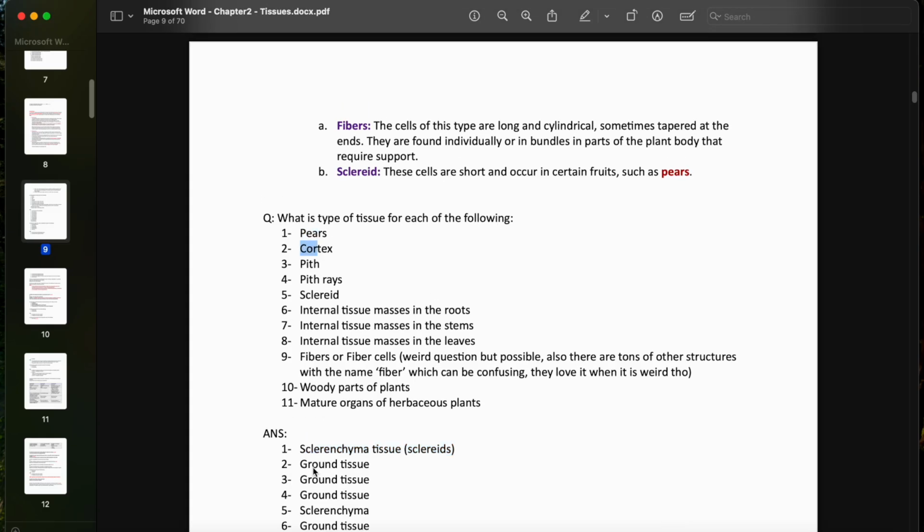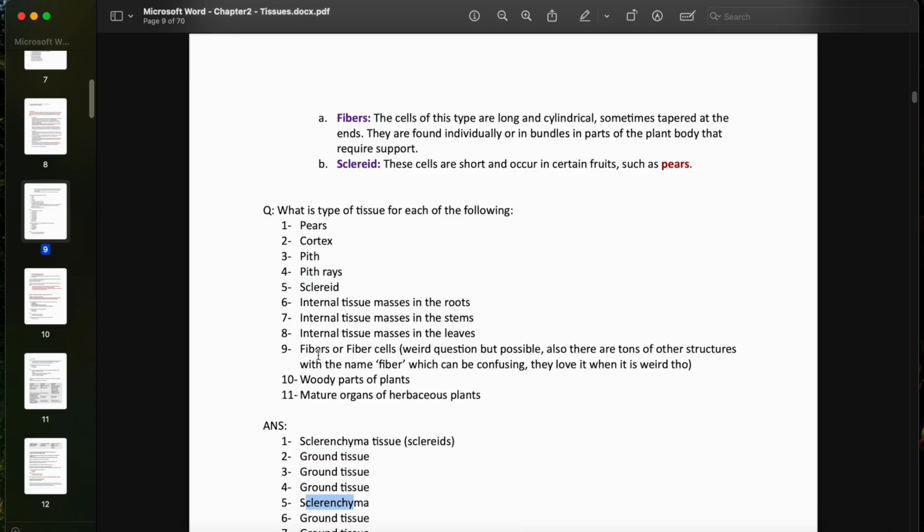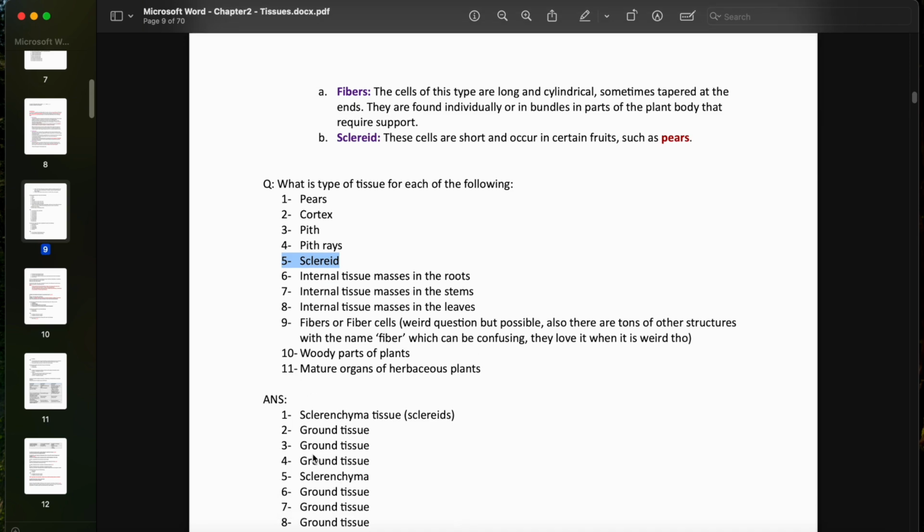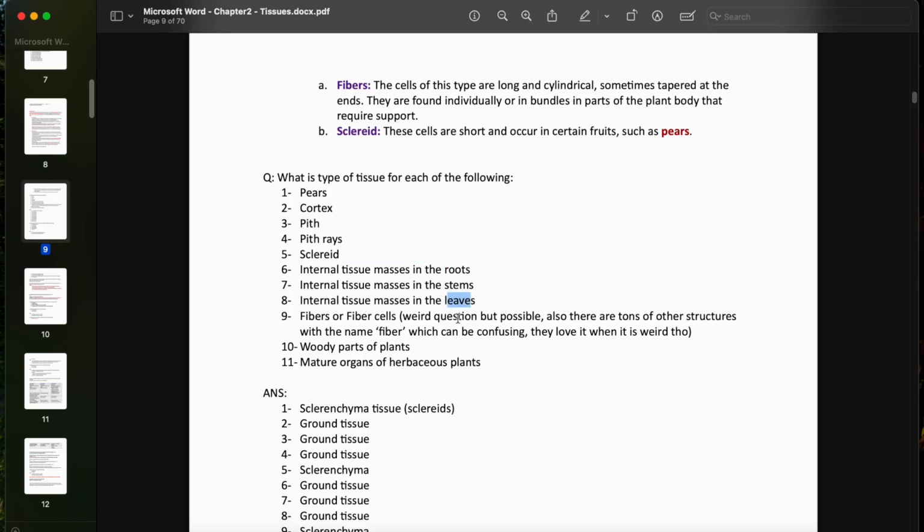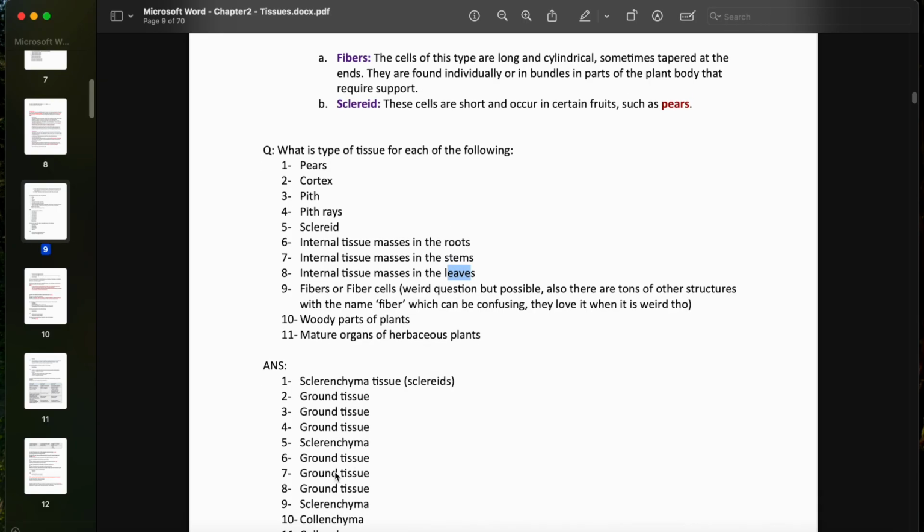Cortex, of course, it's ground tissue. Pith and pith rays, ground tissue. Sclereid, sclerenchyma. Internal tissue masses in the roots or in stems or leaves. Of course, the type of tissue here being ground tissue. Type of tissue and fibers or fiber cells.